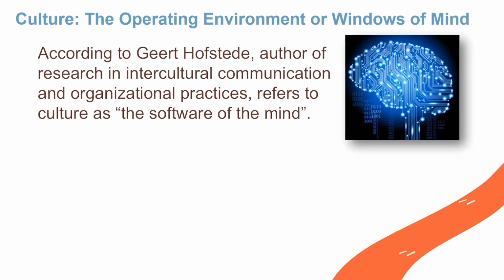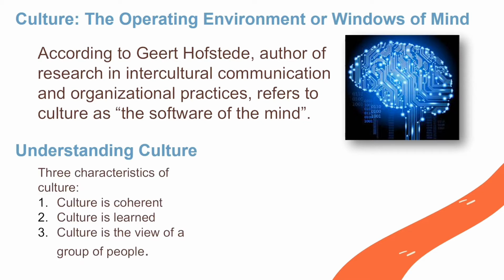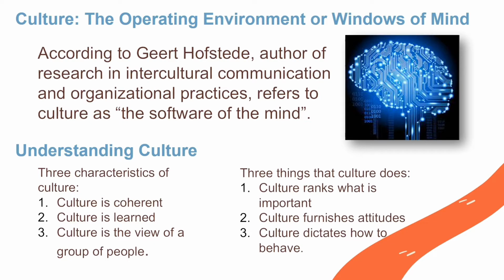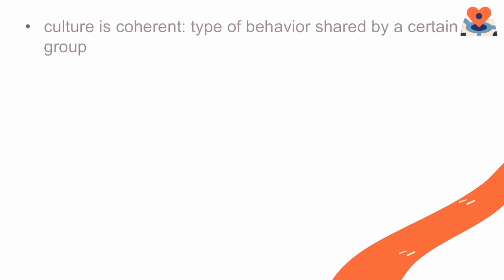Now let's go on to the second element of the chapter, which is the understanding of culture. We will look into its characteristics and what it does. There are 3 characteristics of culture: culture is coherent, is learned, and is the view of a group of people. What it means by culture is coherent is that a particular type of behavior is shared and practiced by a certain group of people within the environment.